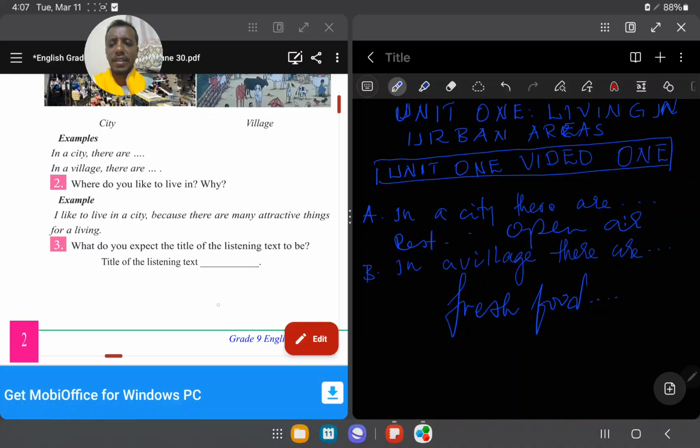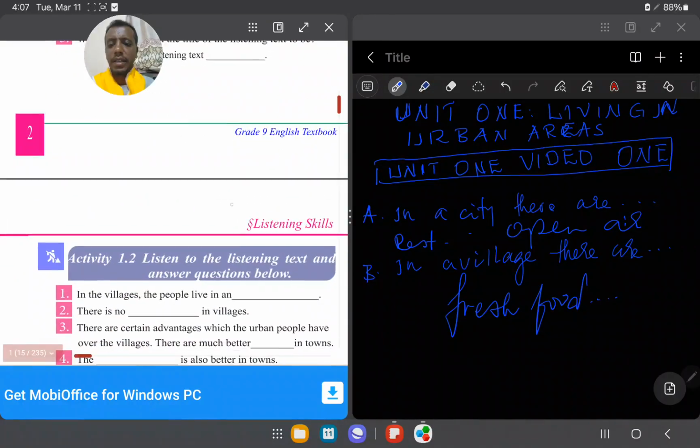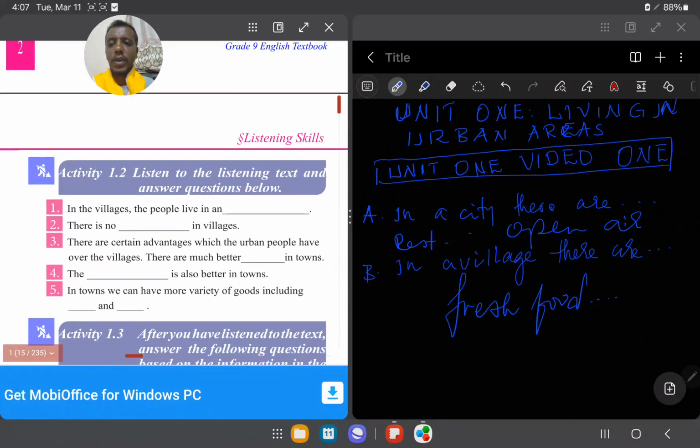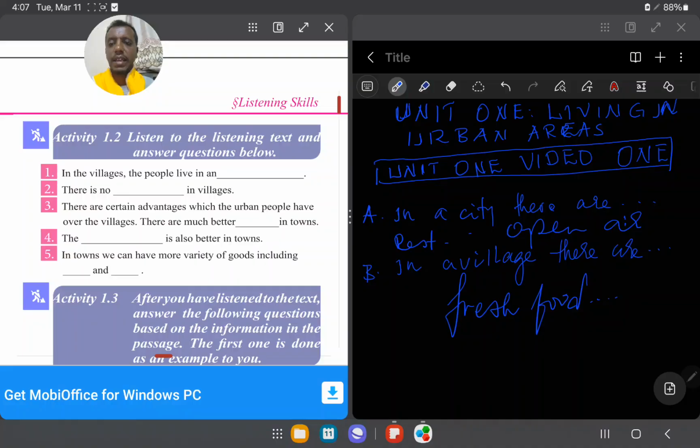Now, next one is 1.2, listening to the listening text and answer the question. In the village, the people live in a dash, for example, open atmosphere, based on the listening text. There is no dash in villages, not much noise. Yeah, noise. As you know, in the city there is disturbing noise, a lot of sound, of cars, people, factories, whatever.